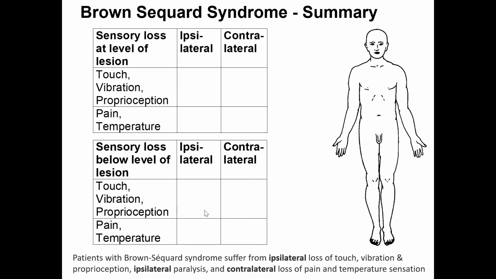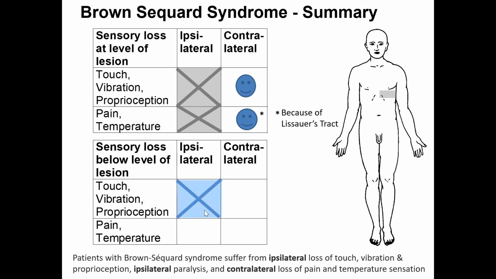Okay, to summarize, at the level of the lesion, you have ipsilateral loss of touch and pain. Contralaterally, everything is fine. Below the lesion, you have ipsilateral touch, vibration, and proprioception not happening, right? So you have a deficit there, and pain and temperature is fine. Contralaterally, touch is fine, but pain and temperature is impaired, right?